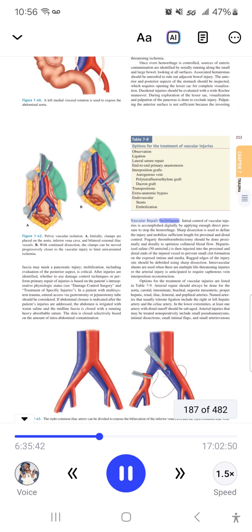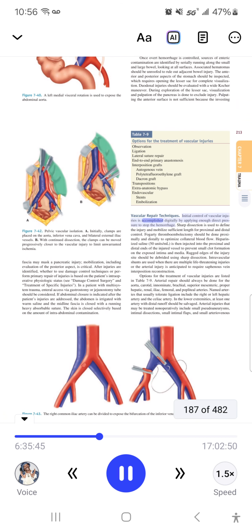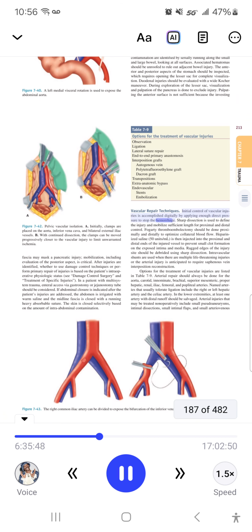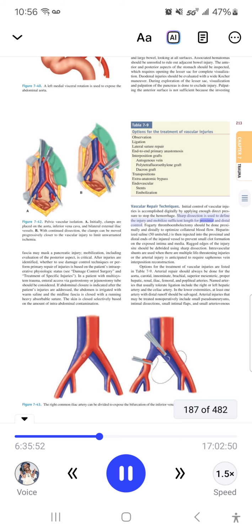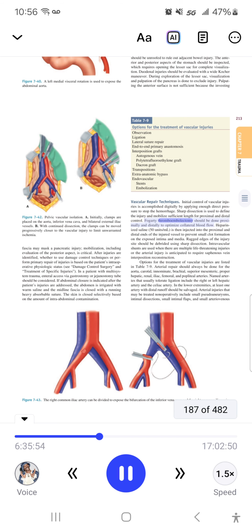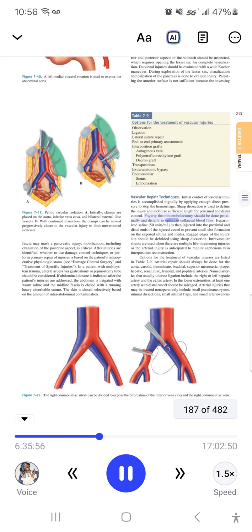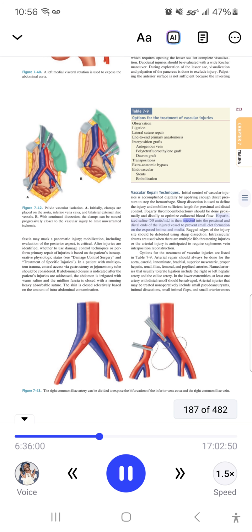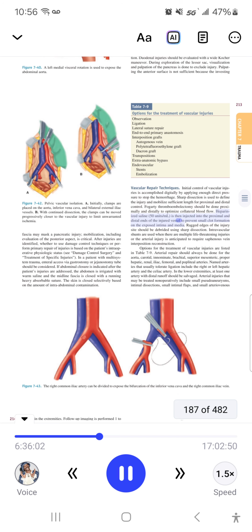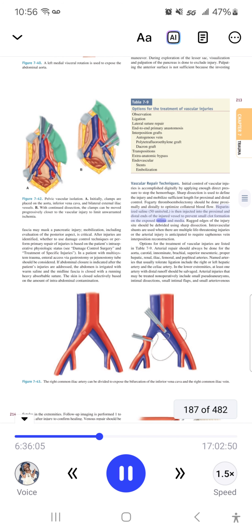Vascular repair techniques. Initial control of vascular injuries is accomplished digitally by applying enough direct pressure to stop the hemorrhage. Sharp dissection is used to define the injury and mobilize sufficient length for proximal and distal control. Fogarty thromboembolectomy should be done proximally and distally to optimize collateral blood flow. Heparinized saline 50 units/ml is then injected into the proximal and distal ends of the injured vessel to prevent small clot formation on the exposed intima and media.